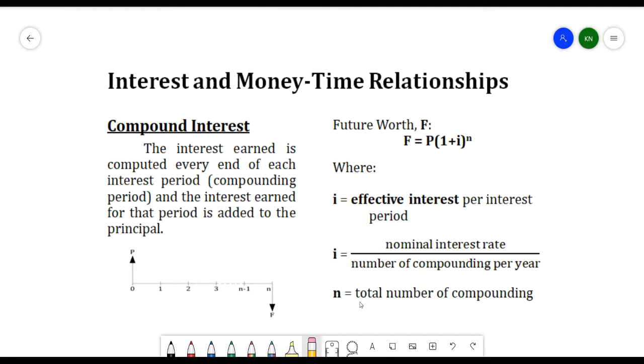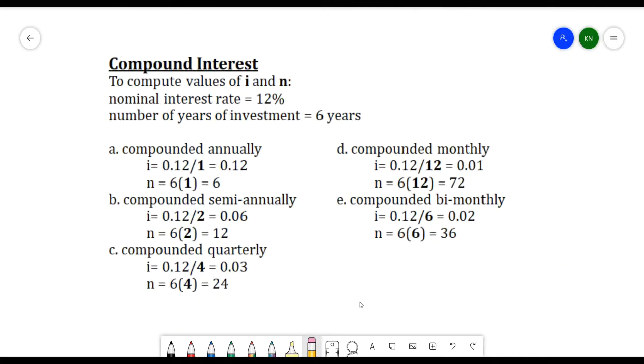So for this video, we will be discussing more on compound interest and more examples related to compound interest, and how to compute the values of I and N. For example, we have a nominal interest rate of 12%. The number of years invested is 6 years. So this is just an example. This is how we solve for compounded annually.